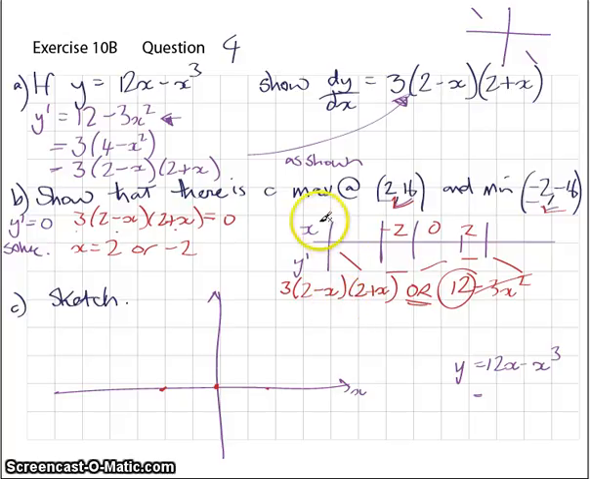As you can see now, I'm coming down, flat spot and then up, makes this one a minimum. This one goes up, flat spot down, makes that a maximum. That's what we had to show, maximum and minimum.